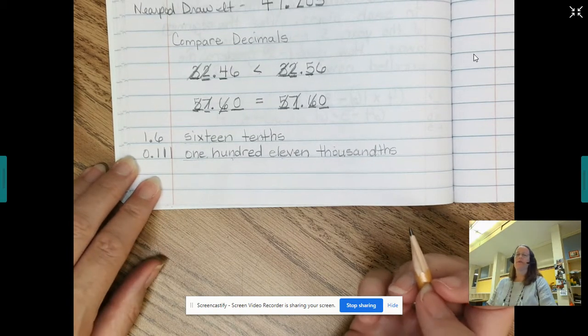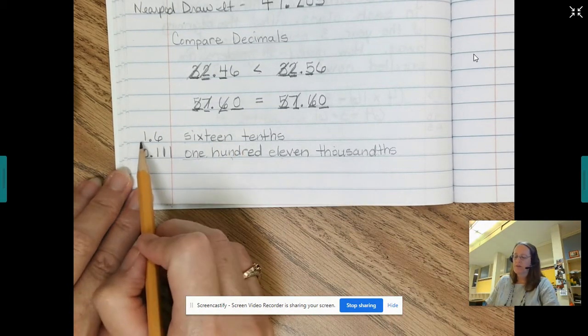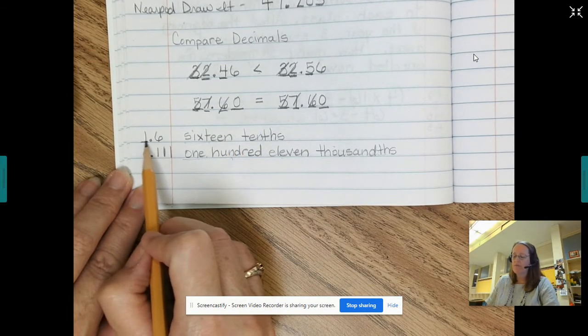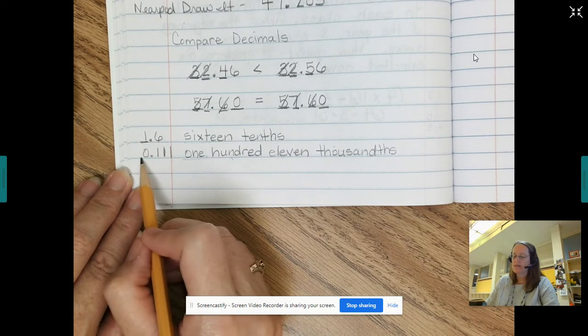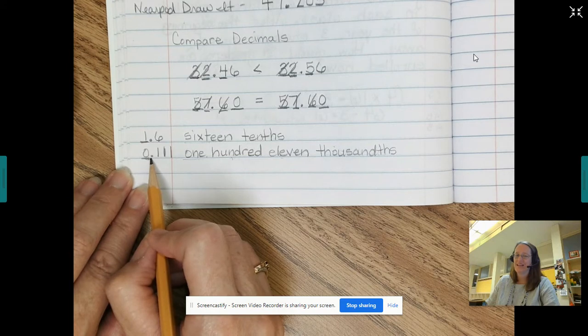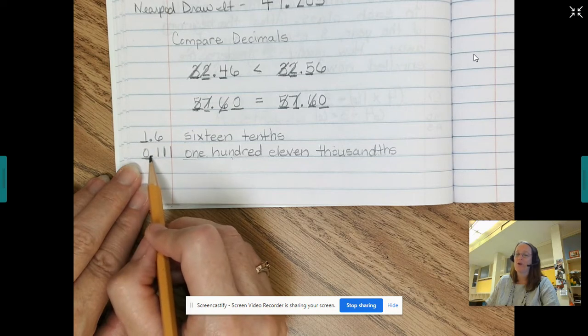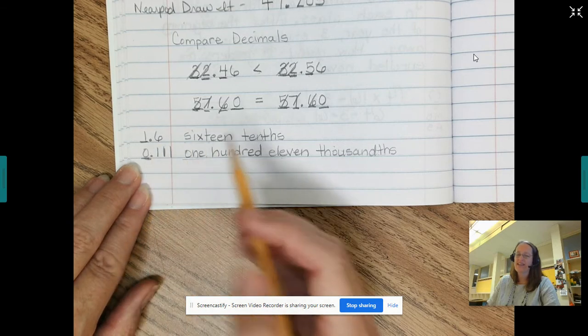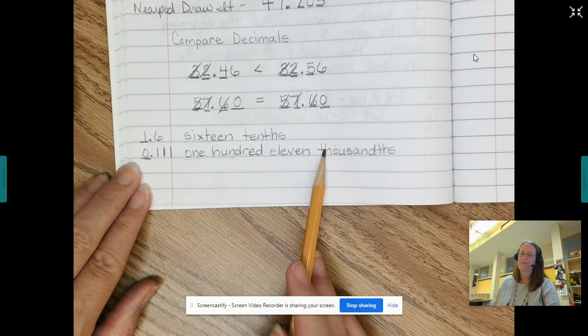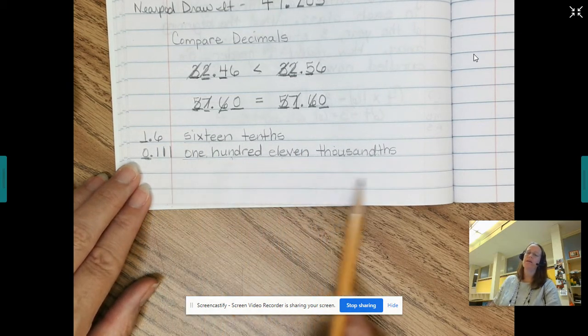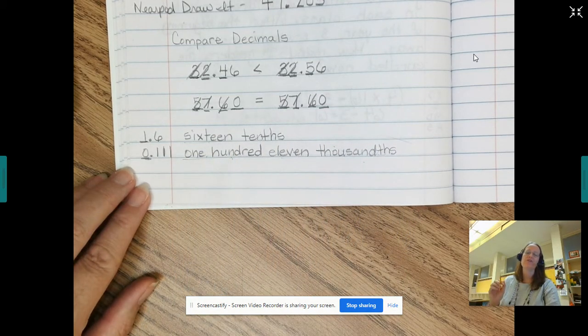Now let's compare them. Start in the biggest place value. I have a 1 in the ones place and a 0 in the ones place. 16 tenths is greater than 111 thousandths. Guys, that's a great big hint. When you are comparing numbers, always write them in standard form.